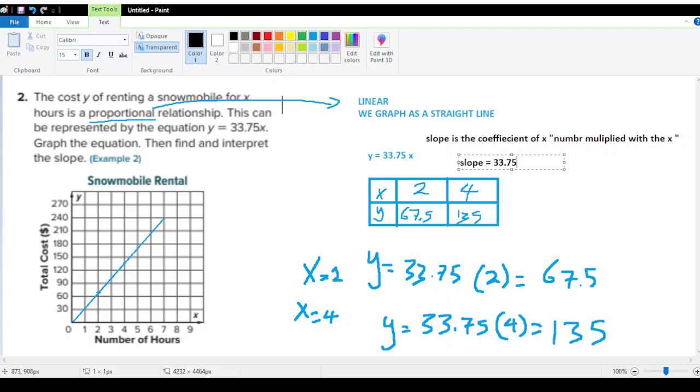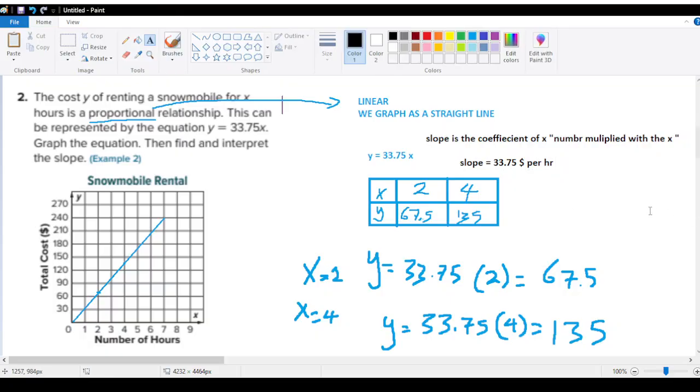33.75. Can you tell me what is the unit? The unit is dollar per hour. That's the unit. Dollar per what? Per hour. Understood? Yes. So each hour we are going to rent this snowmobile, we need $33.75.